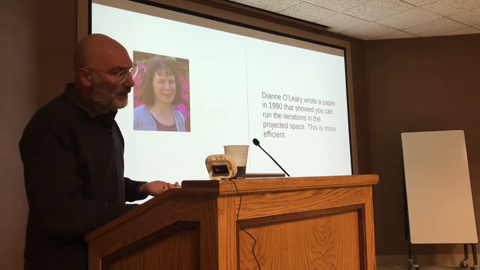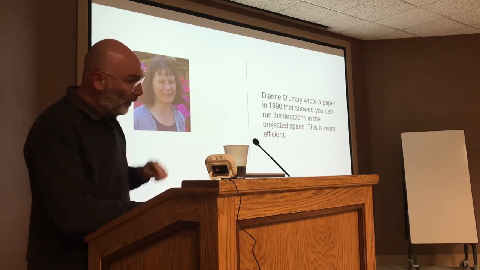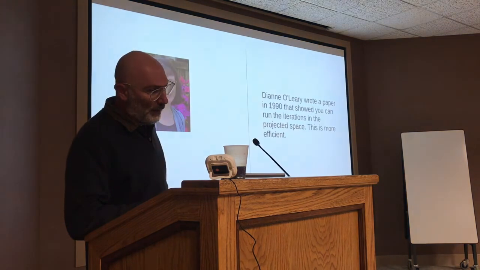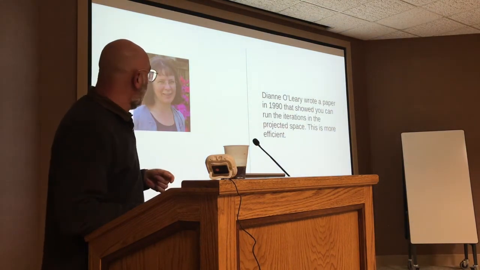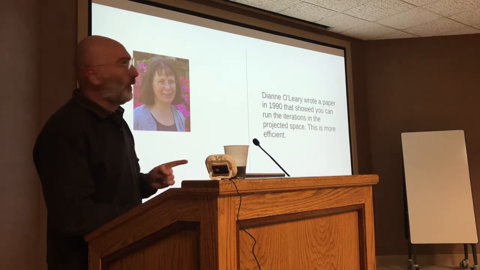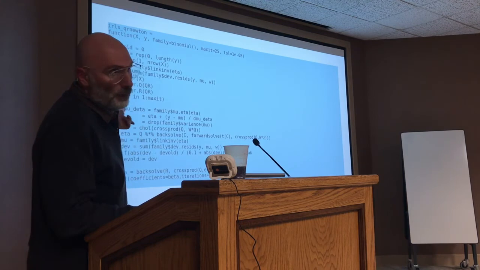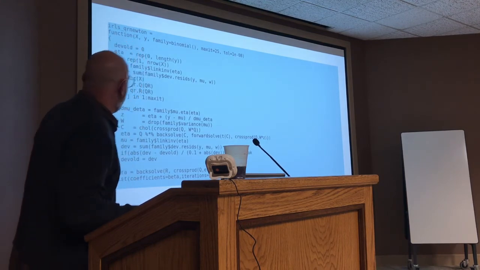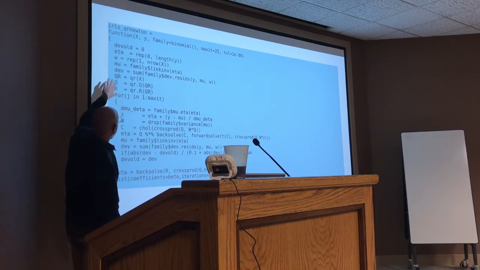She wrote a paper in 1990, which is before Hakim Ripley wrote the GLM code in R, that shows that you don't have to compute that QR factorization every time. You can compute it just once up front. And it's a really good paper. And here's her algorithm. It's a bit longer, but the change is that, and these slides will be online, so you can play with these.